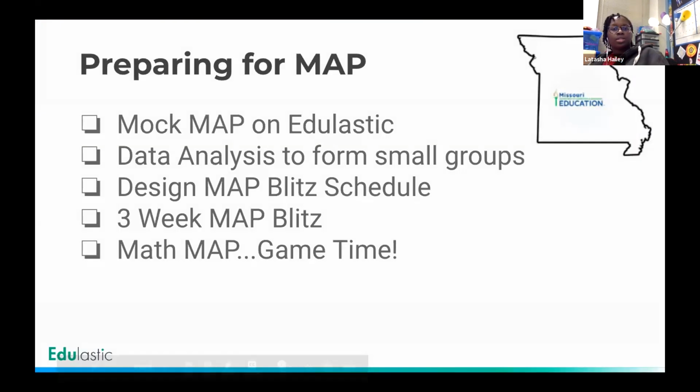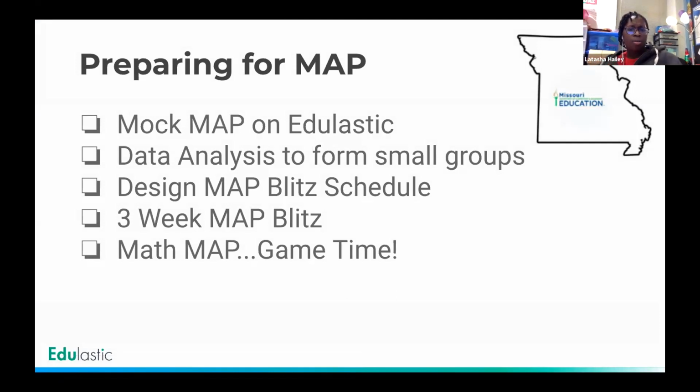I go through a process. It's about a 4 to 5 week process that I call the MAP Blitz. I've been doing it since I've been teaching. I used it in the Carolinas where I came from, and I pulled it over here when I moved to Missouri. So the process is basically as you see on the screen. I do a mock MAP on Edulastic. The beauty of that is what Jan just shared is that I didn't know last year, but they do have the release items on. You'll see what I just created my own.